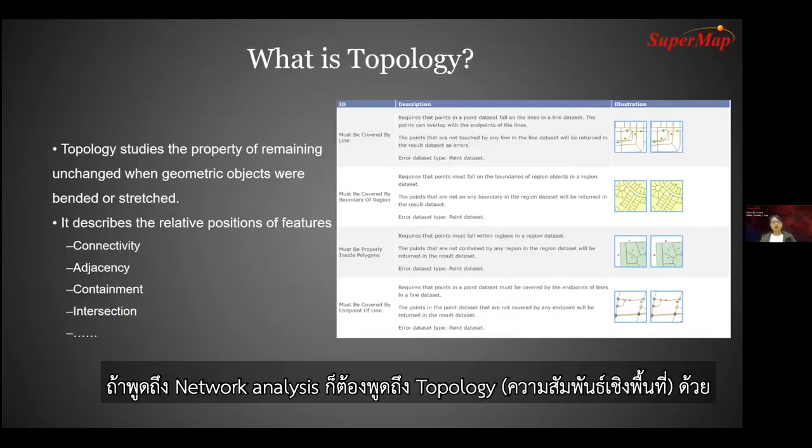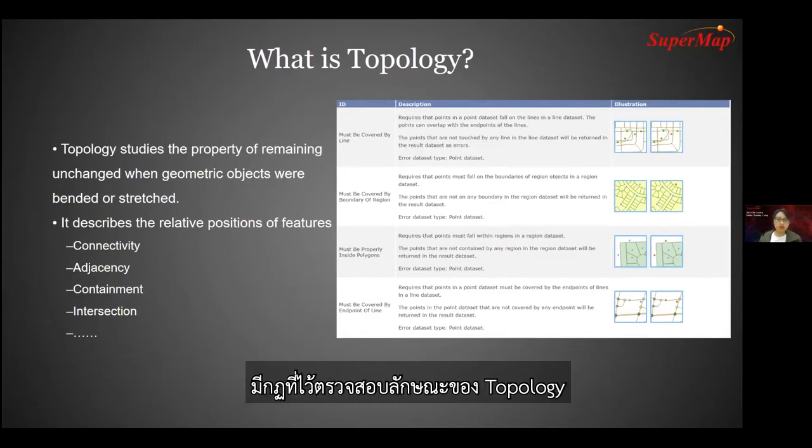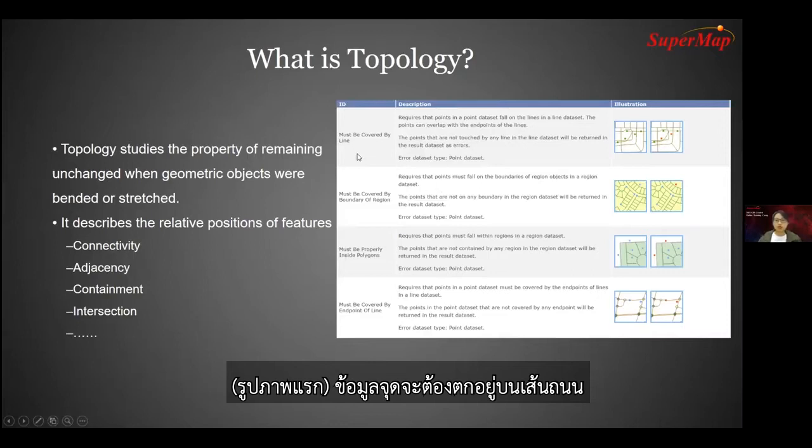When we talk about network analysis, we often need to talk about what topology is. Topology studies the properties that remain unchanged when geometric objects are bent or stretched. So here are many rules for you to check the topology of the data, just like here, the picture shows the four-point analysis.